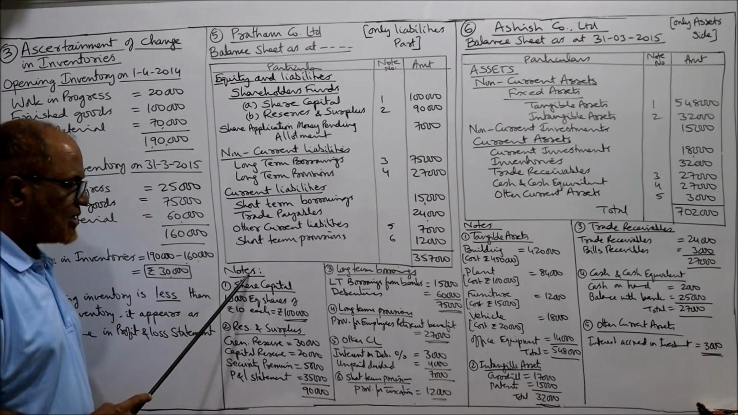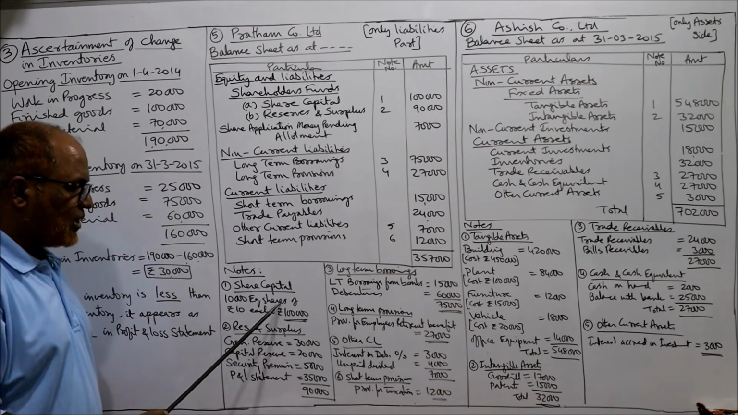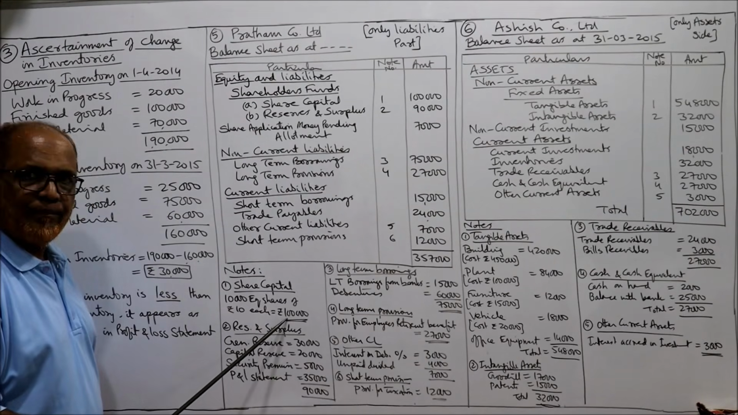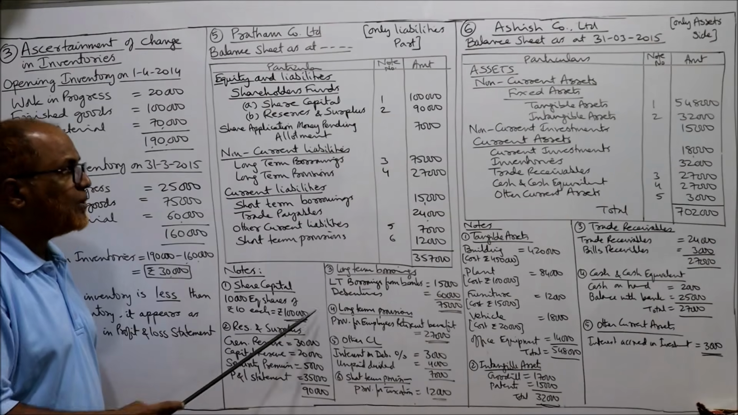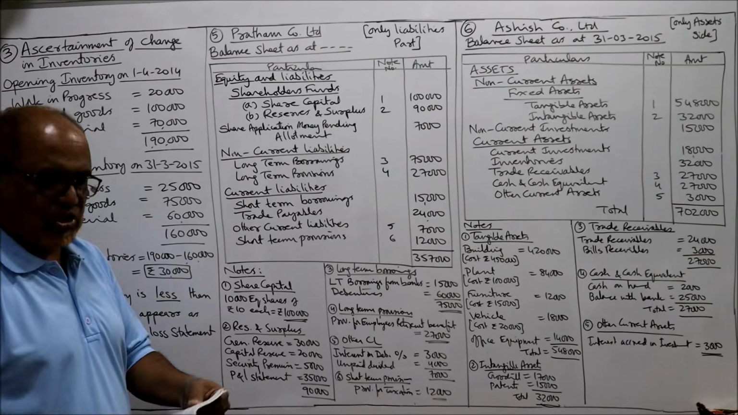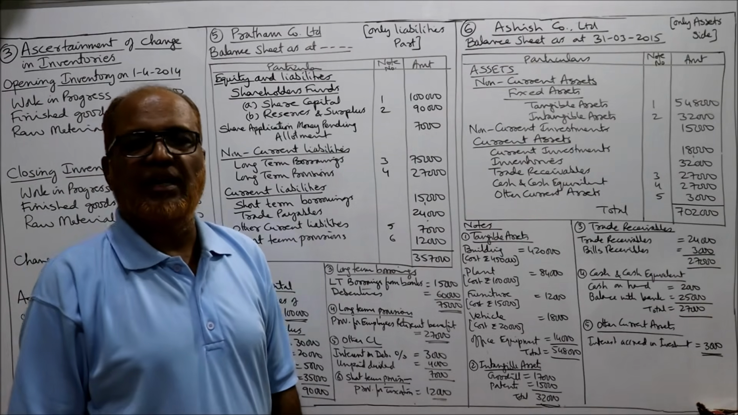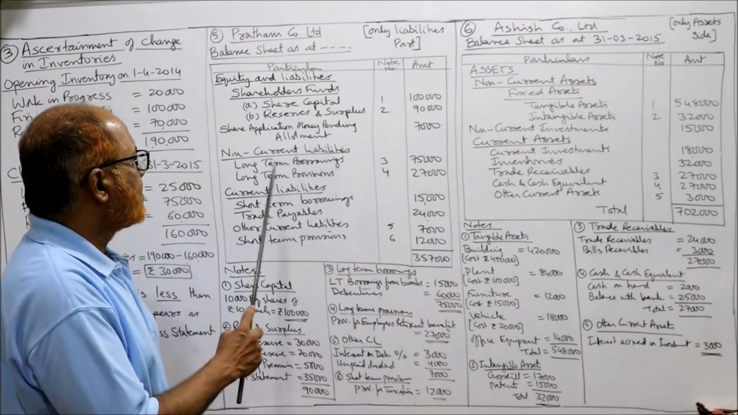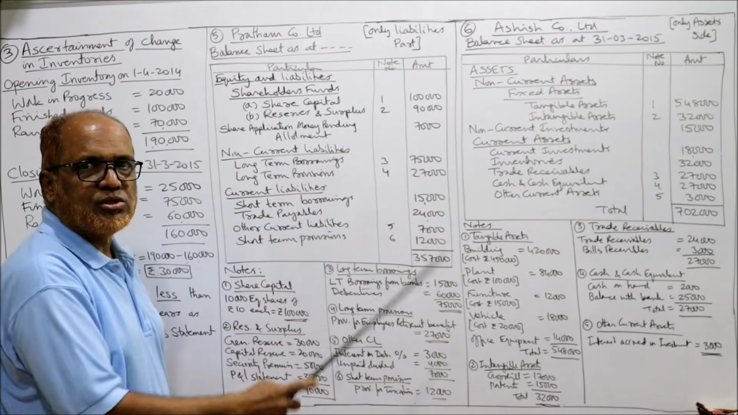अब देखिए यहाँ पर notes लिखा हो, notes forming part of financial statements. Share capital 10,000 equity shares of 10 each, 1 lakh. So the details should be shown in notes and the 1 lakh rupees should be shown in the balance sheet. Then short-term borrowings. Short-term borrowings will be taken under current liabilities. These current liabilities are there. We'll take short-term borrowings 15,000.